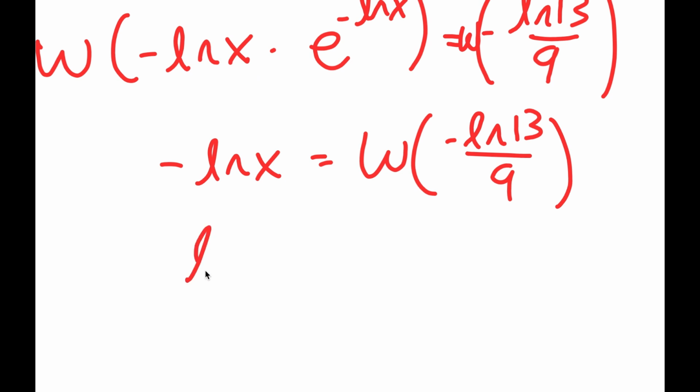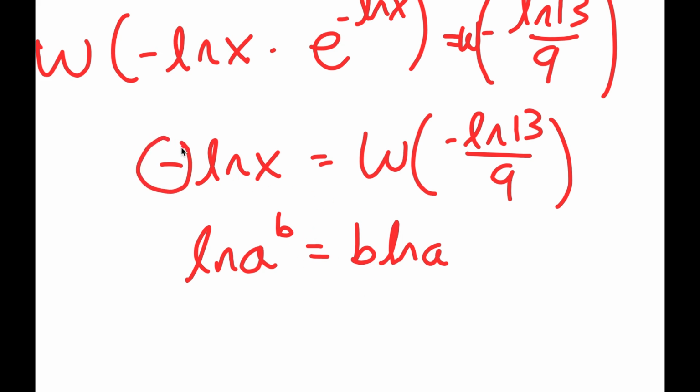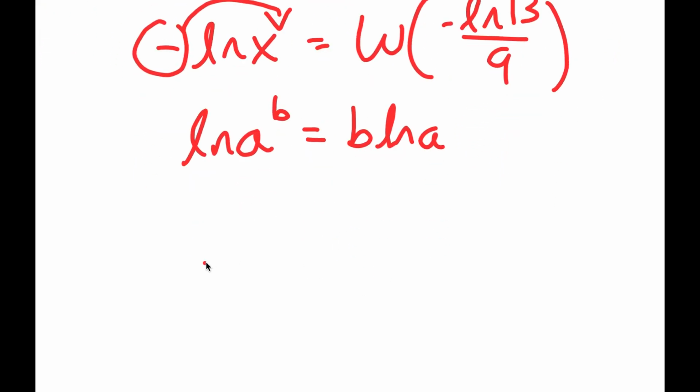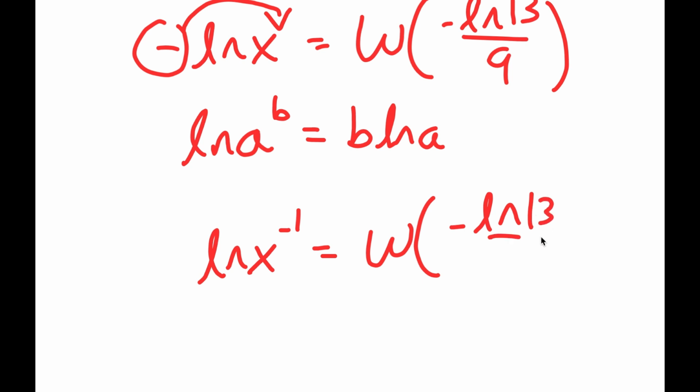Now, remember how if I have something in the form ln a to the power of b, this is equal to b times ln a. So what I'm going to do is reverse this property and move this -1 to the front. So now I get ln x to the power of -1 is equal to W of negative ln 13 over 9.